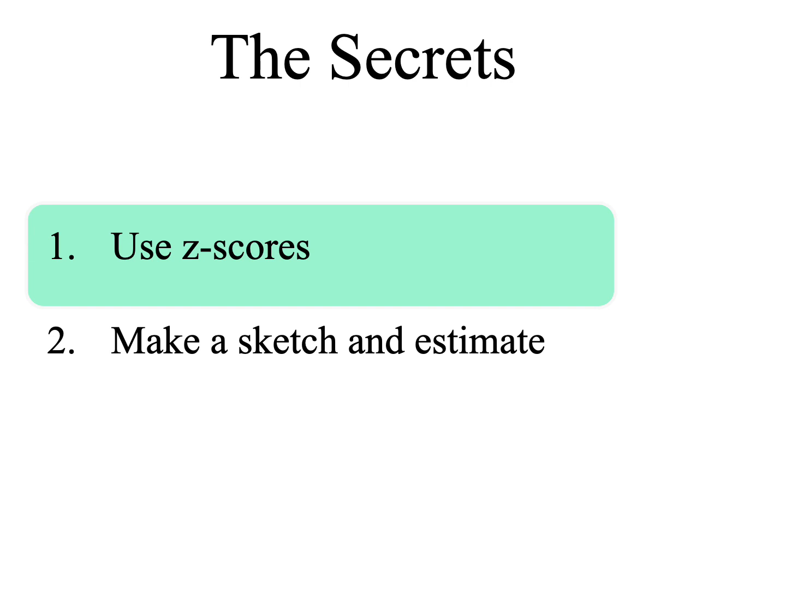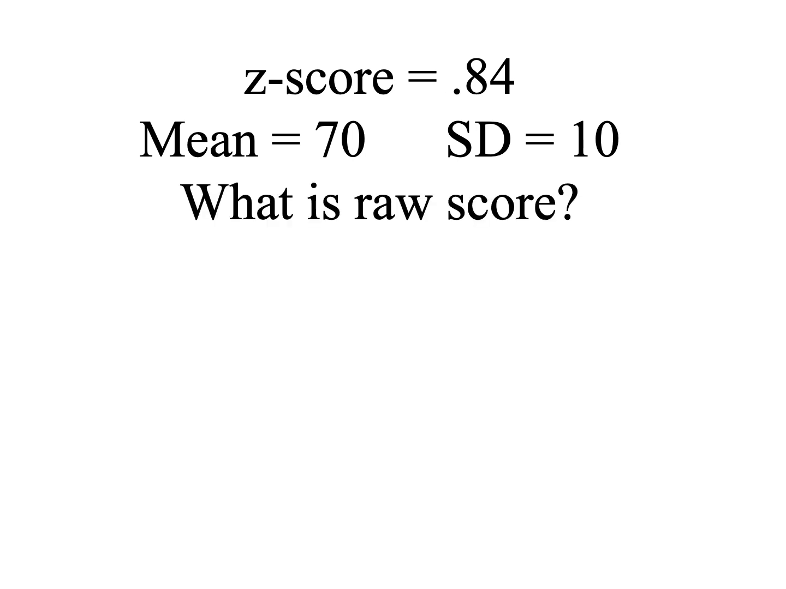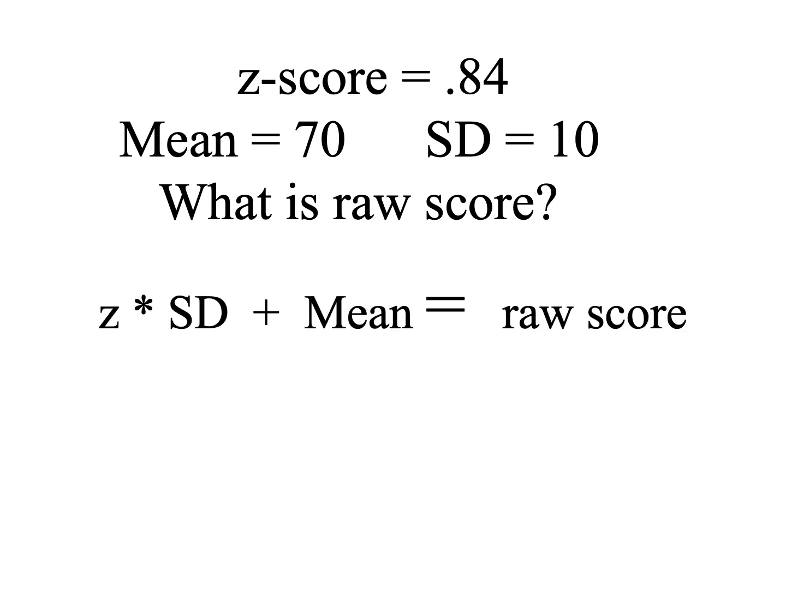Because we are going back and forth between z-scores and raw scores, we will be using a formula. Here at the top, we have Beto's z-score of 0.84. And below, we have the mean and standard deviation of the raw scores. The question now is, what is Beto's raw score? What is a raw score that is equivalent to a z-score of 0.84? As we learned at the beginning of this lecture, there is a formula for calculating a raw score from the z-score. Here is the formula.